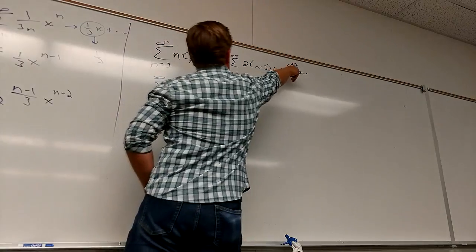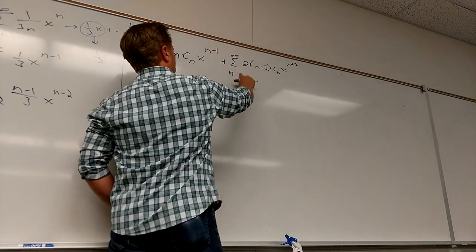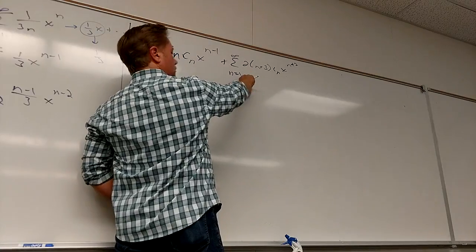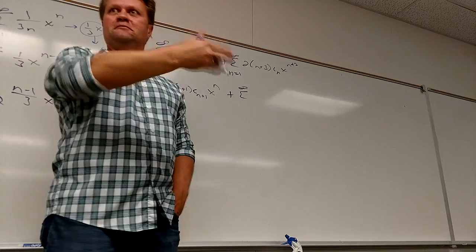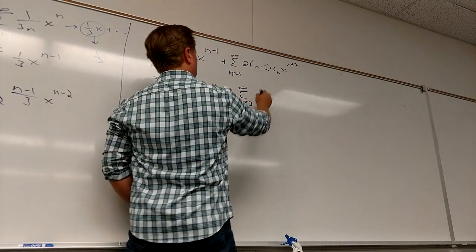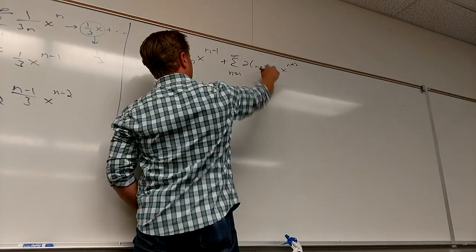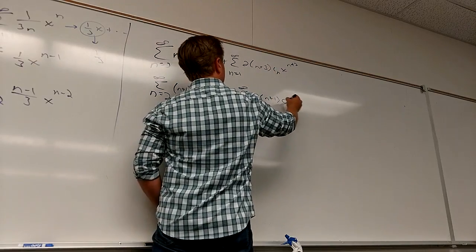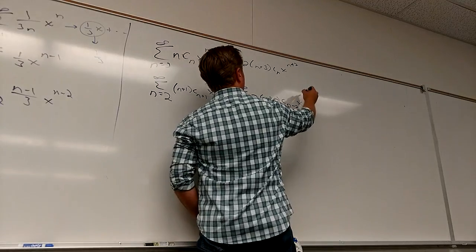All right, what I do here, n minus 2. So now this is going to start at 3. And it really is just n minus 2 equals 1, solve for n. N equals 3. So this becomes n plus 1, c sub 2, x to the n.